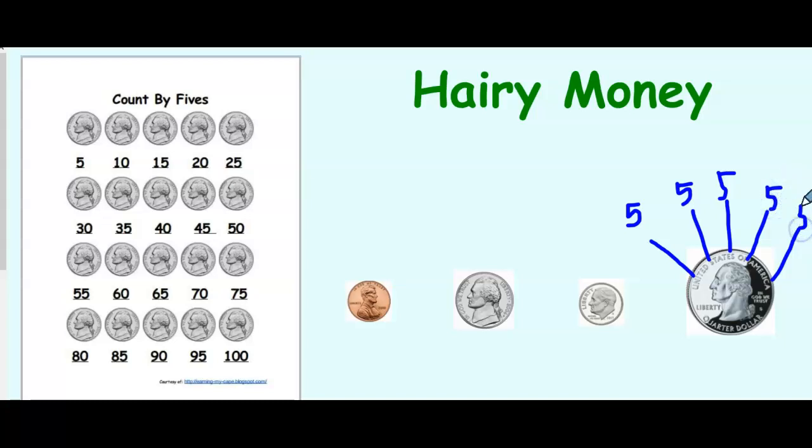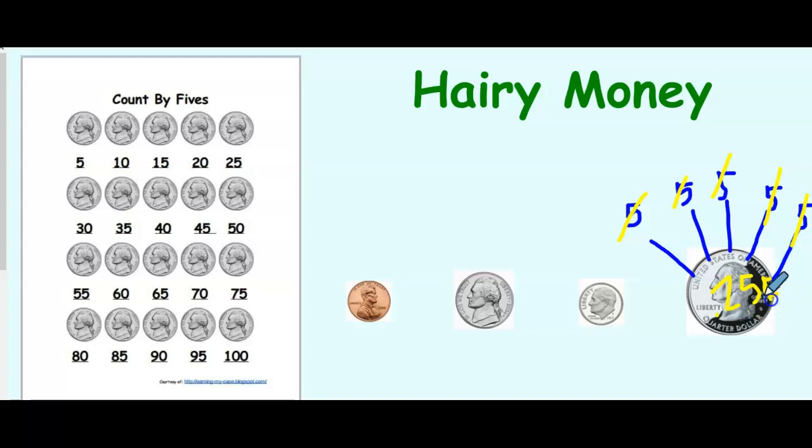Now let's count our fives, skip counting so that we can see how much a quarter is worth. Remember, when you count, cross out the numbers so you won't miscount. Here we go. 5, 10, 15, 20, 25. A quarter is worth 25 cents. Great job, boys and girls.